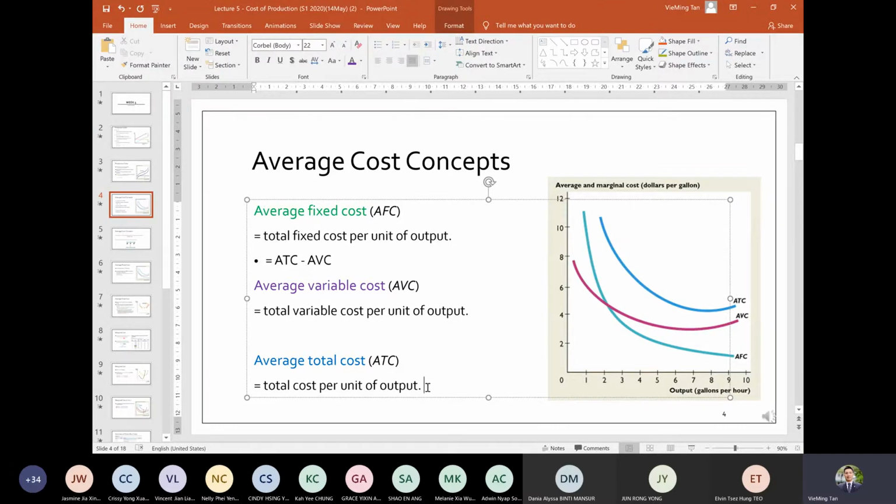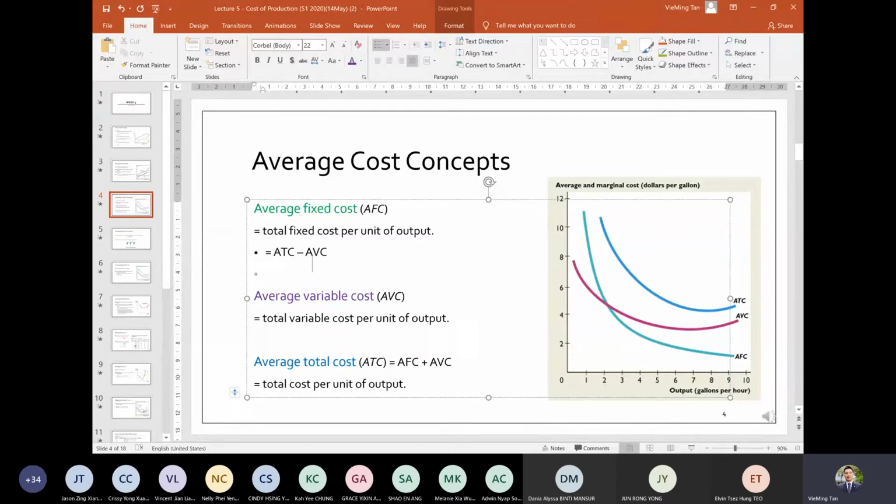In fact, because we know that average total cost is equal to average fixed cost plus average variable cost, this formula is derived from here. So you can transpose the formula in order to get the average fixed cost. Besides using this formula, is there any other formula that we can use to calculate the average fixed cost?